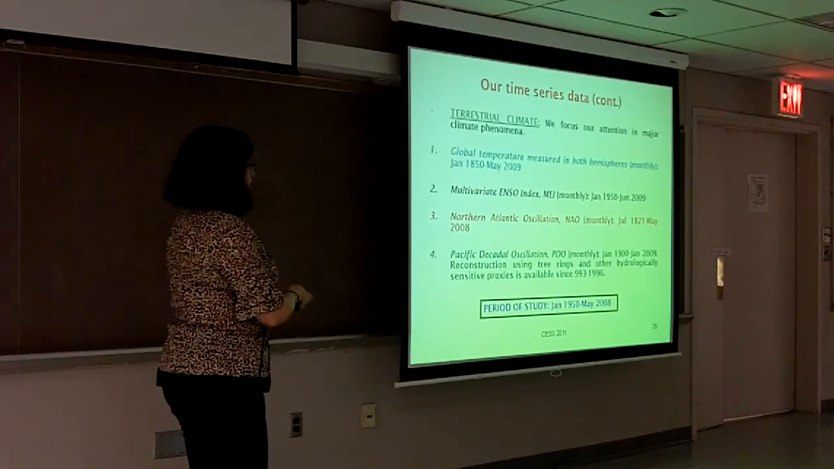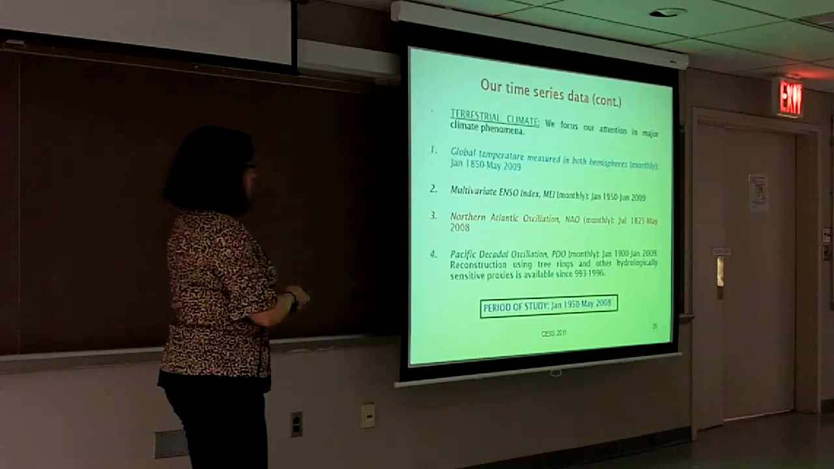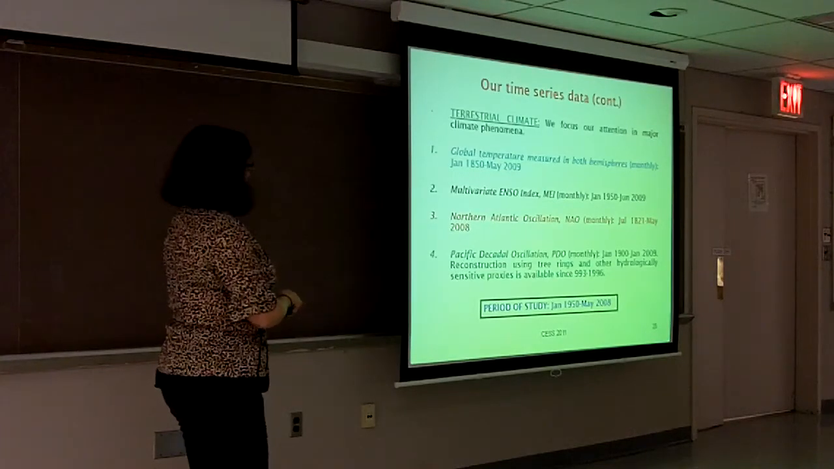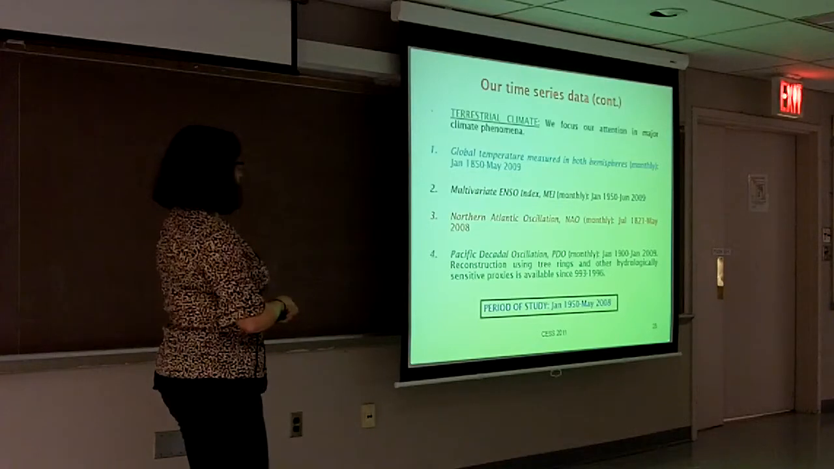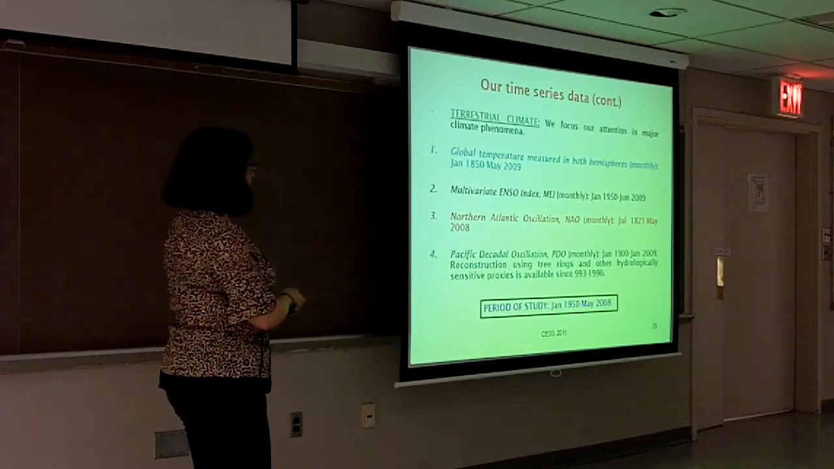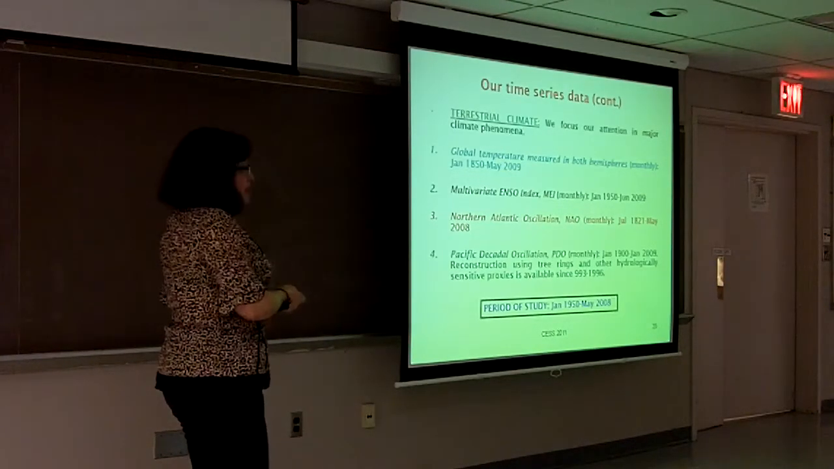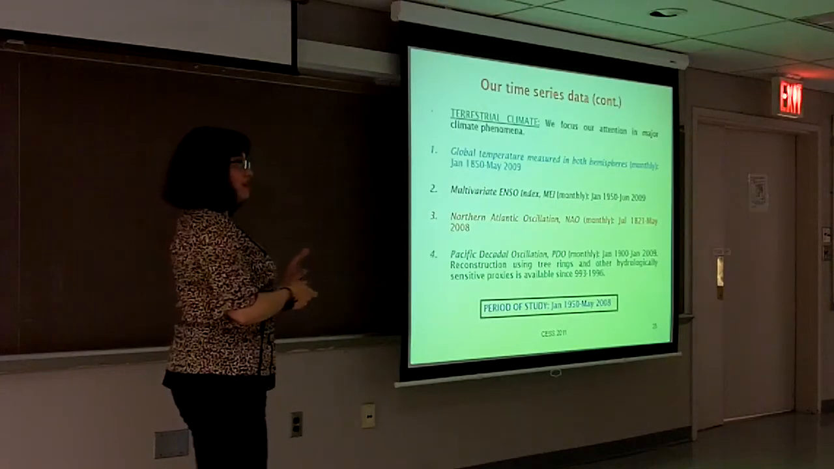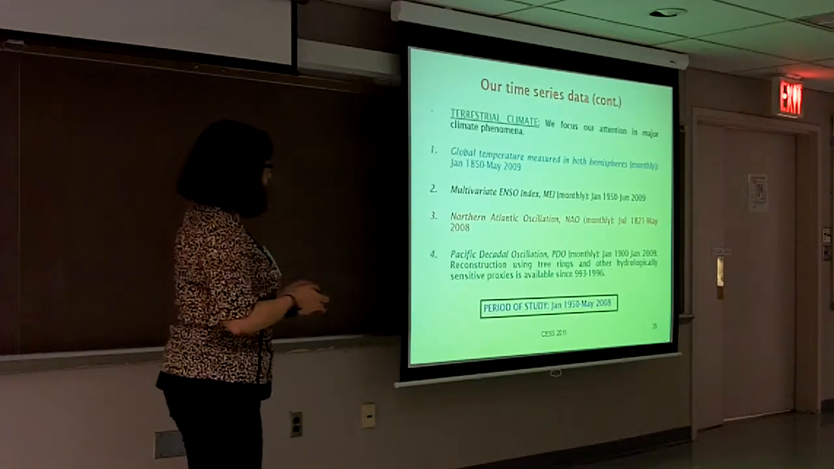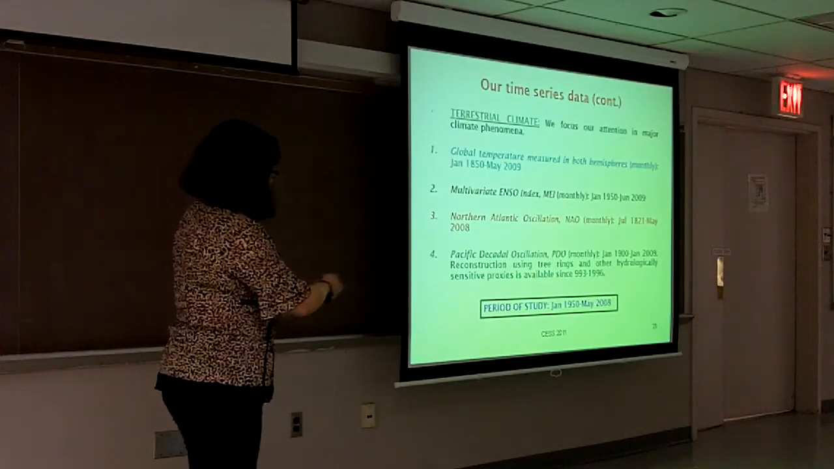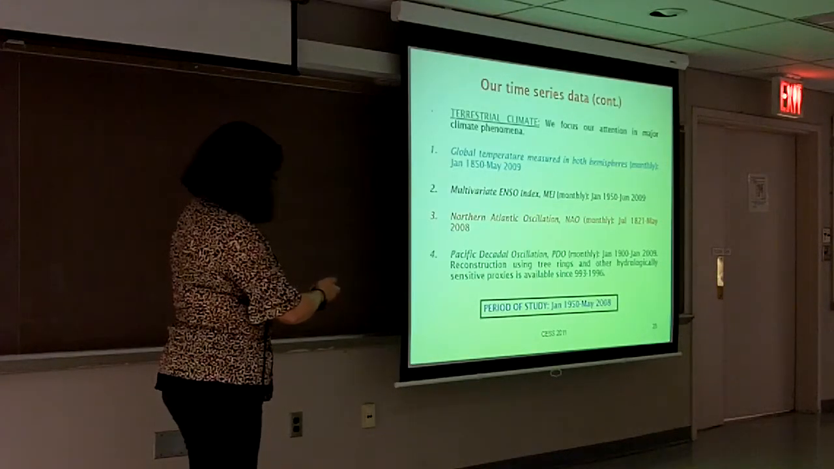We are also using the MEI, the Multivariate ENSO Index, the North Atlantic Oscillation Index, and finally the Pacific Decadal Oscillation. So in that way, we are choosing the best variables in order to model the terrestrial climate at the micro scale, and the period of time is that.